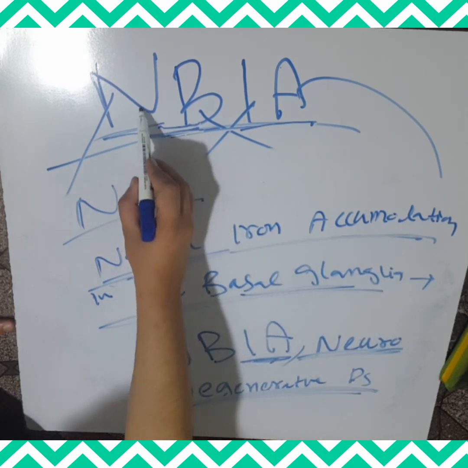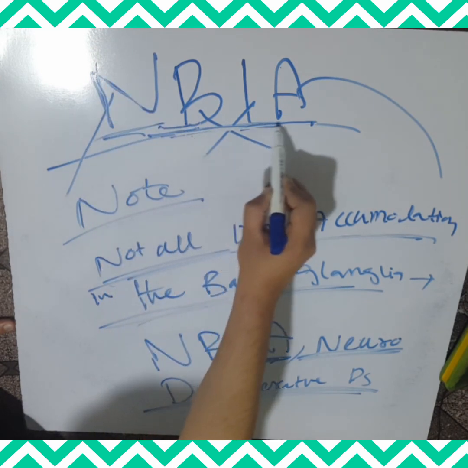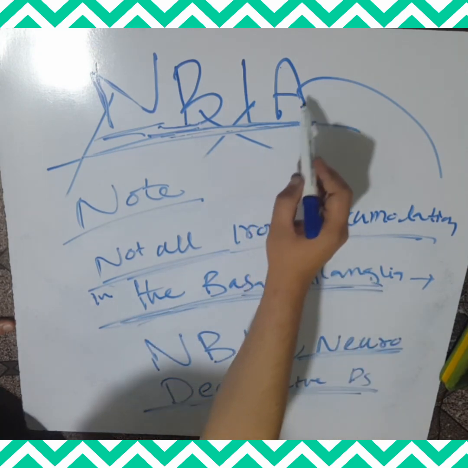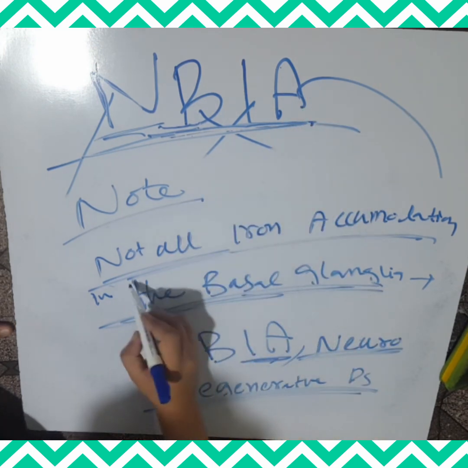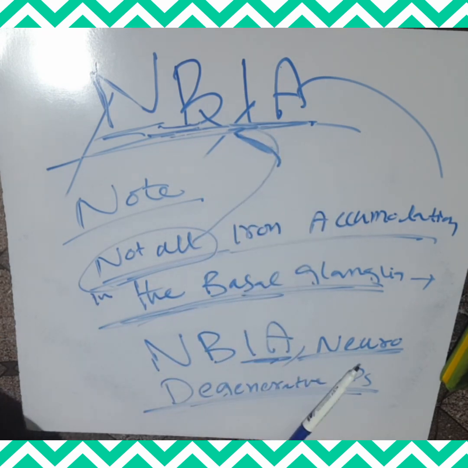Not all cases of iron accumulation in the basal ganglia are due to this disease. So the symptoms are Parkinsonism, dystonia, neuropsychiatric problems, retinal degeneration, and the eye of the tiger sign is seen on the T2 weighted MRI.